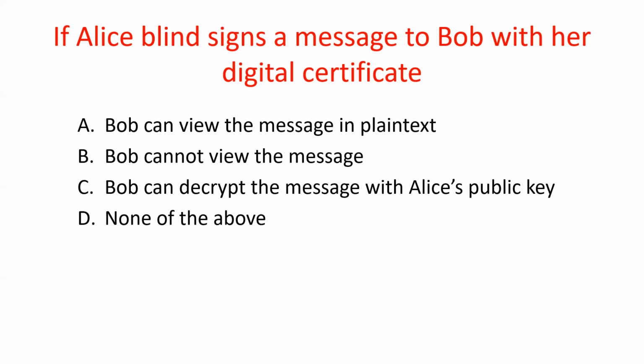We've got about 87% of the people online. Wow, very good. 87% of people said Bob can view the message in plain text, which is incorrect. Bob actually cannot view the message. If Alice blinds it, it makes it so you can't see it. I don't require you to look at all that crazy math. I just did an example to make sure that it worked.